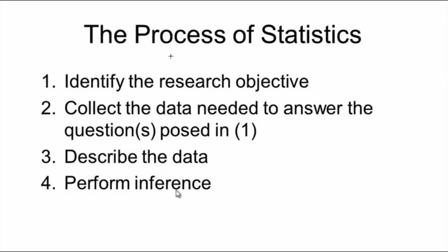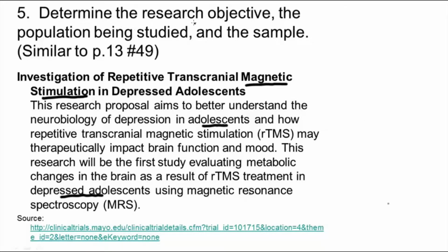Now let's look at the process of statistics. First, identify the research objective, collect the data needed to answer the question posed, describe the data, and perform inference. Now let's determine the research objective, the population being studied, and the sample. Investigation of repetitive transcranial magnetic stimulation in depressed adolescents.